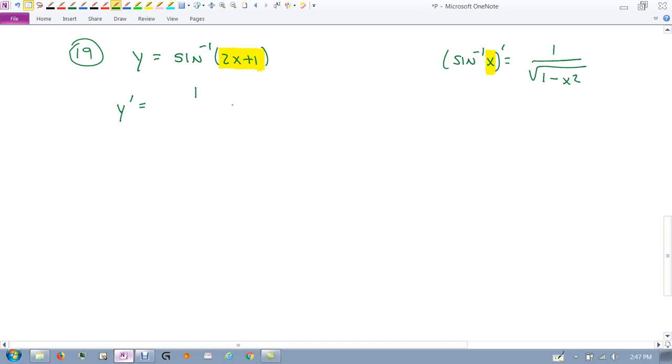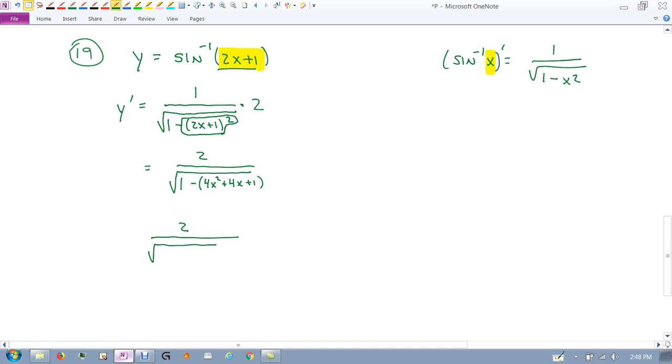So the derivative would be 1 over the square root of 1 minus, and then 2x plus 1, that's the argument, squared, then times the derivative of the argument, which would be 2. So we'd be looking at 2 over square root of 1 minus, now do we really want to expand that? I guess we could. That would be 4x squared plus 4x plus 1. So that's what happens if we take this and square it. And then we could distribute that negative through. So 2 over the square root, and the negative is going to go here, here, and here, and then this becomes a negative 1 and kills off that one. So all we're going to have is negative 4x squared minus 4x. There we go. That is our derivative.